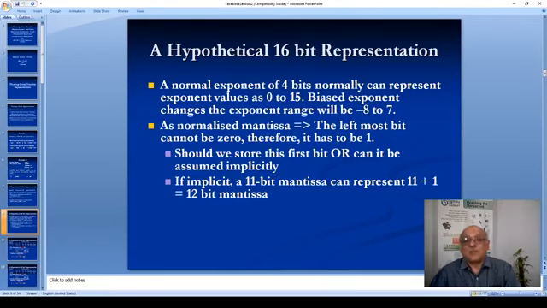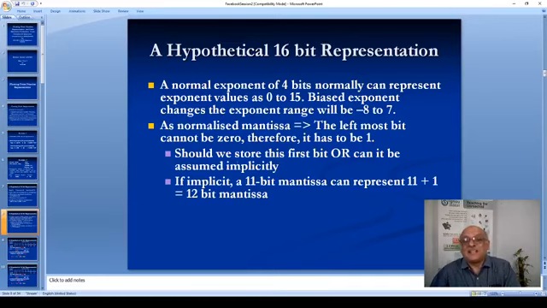The second thing you have to see here is the normalized mantissa. The leftmost bit cannot be 0 in general. Therefore, it has to be 1 in this particular representation. However, when we move on to another representation, you will find we can change this situation. Now, should we store this first bit or can it be assumed implicitly? That's a question which we can answer. Since the first bit has to be 1, if it is not 1, then probably that is not a number in this particular representation. So if it is 1, we can assume it implicitly.